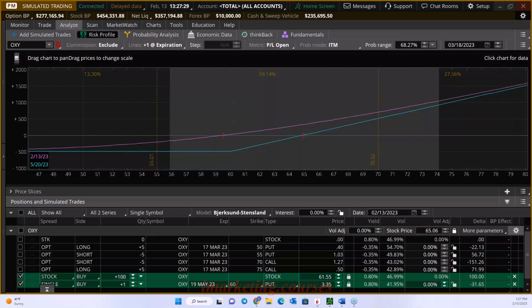So the further away from the money you go, the insurance becomes less and less in terms of premiums. You have a huge deductible, but you're protected against the catastrophic black swan event. And that's usually when I want to start buying more stocks anyway. So yeah, and that's a great point.